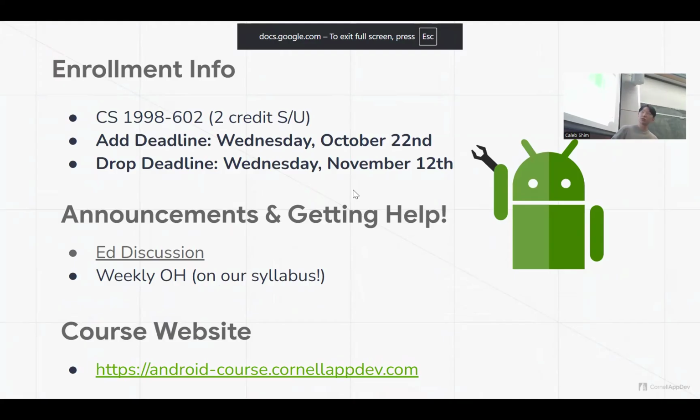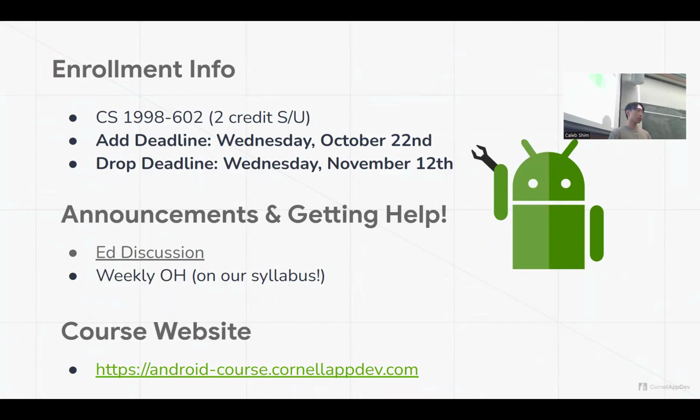Enrollment info. Have you guys all enrolled in the 1998 602 class? Okay, good. If you have not yet, the deadline is the 22nd, and if you want to drop, the deadline is November 12th. If you need any help, we have an Ed discussion, which I think all of you should have gotten the invite to. We have weekly office hours by not only us, but other Android members on app dev. You should probably download the Google Calendar. I think right now it's not populated. It'll be next week, and that will be on our syllabus.